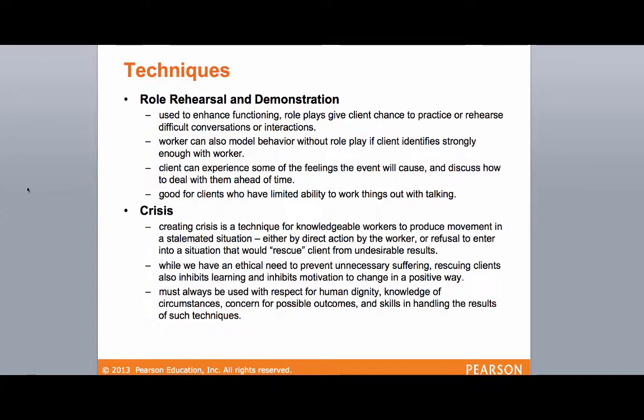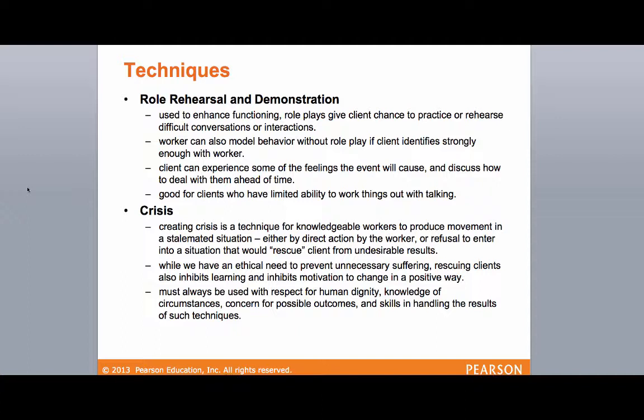Role rehearsal and demonstrations. This is used to enhance functioning, and things like role plays, for instance, give your clients a chance to practice and rehearse difficult conversations or interactions with another person before they get there. If you have a client who's very anxious or isn't sure how they'll do in a certain interaction, you can provide a staged opportunity to practice it with you, so that you become the other person and the client practices talking to you.